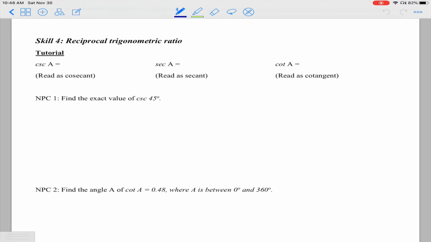Again, as I said, the senior will come to you later. I'm in grade 12, so this is still the junior level, but we still need to conquer this. So this skill 4, we have 2 more skills left. Skill 4 is very easy. Reciprocal trigonometric ratio. Now remember, reciprocal means flipping it. So we flip it, and we give different names for it so that we don't get confused.